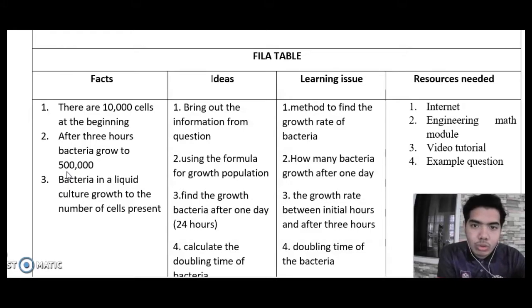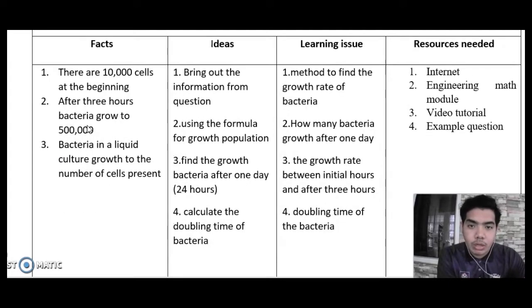Okay, let's move on to the ideas. The idea is to bring out the information from the question, such as the number of cells and the time taken. We are using the formula given in chapter 4 on population growth. Next we find the bacteria growth after 1 day, which is 24 hours, and calculate the doubling time of the bacteria.